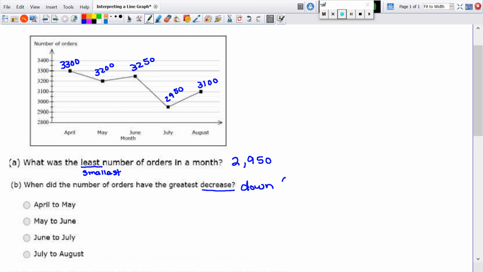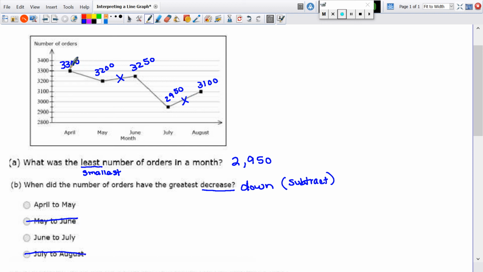And you can get those. Usually you can get those by looking at the graph. It's the steepest slope going down, or the steepest line going down, sorry. So it looks like it's going to be between June and July. We know it's not May to June because that went up. And we know it's not July to August because that went up. So May to June is out. July to August is out.